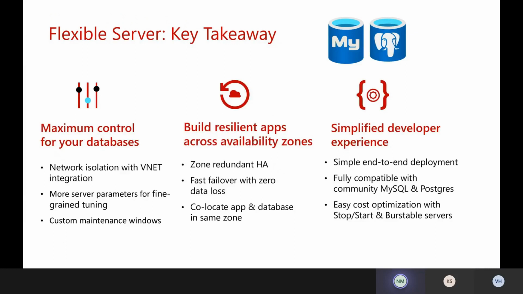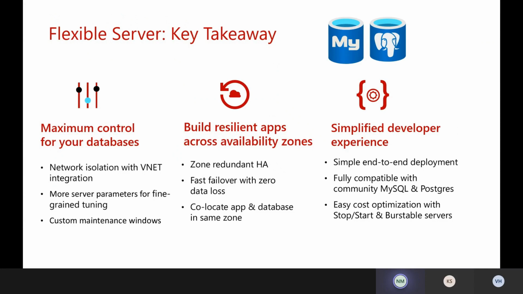So these are some of the things that we have done. Network isolation with VNet integration to give you better control and so on. Zone redundant high availability, fast failover. Like I said, you could have synchronous replication between different availability zones, guaranteeing zero data loss, right? And with that, you have the feature to co-locate your application and database in the same zone.